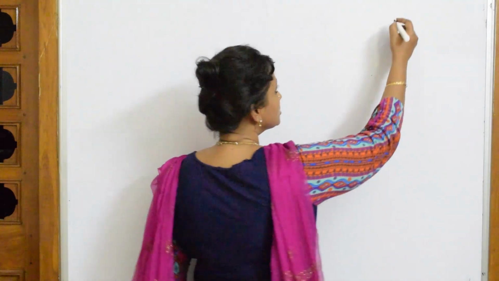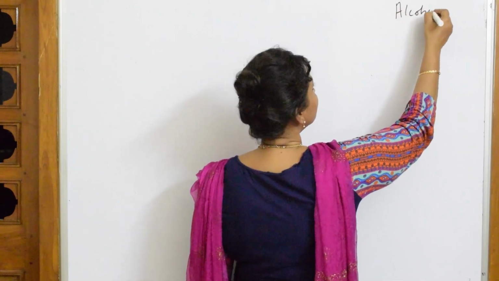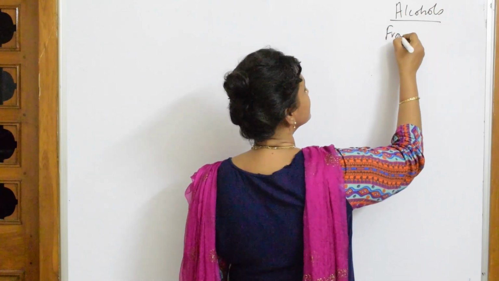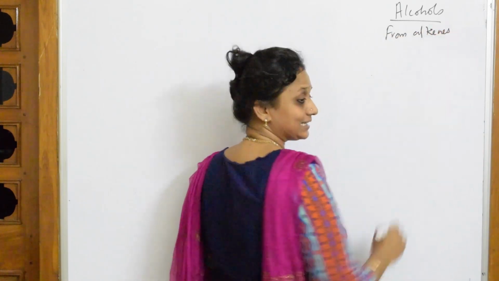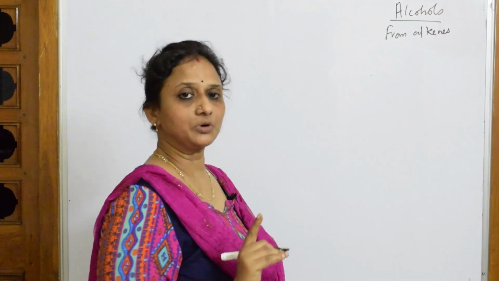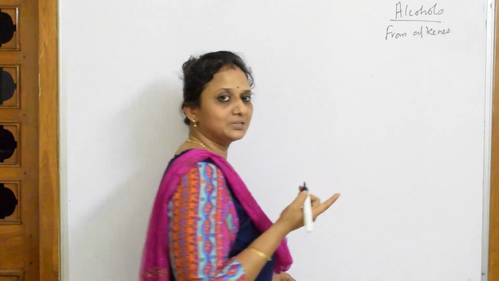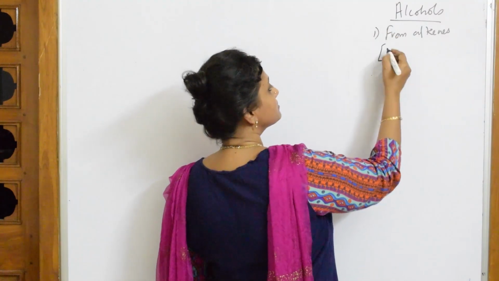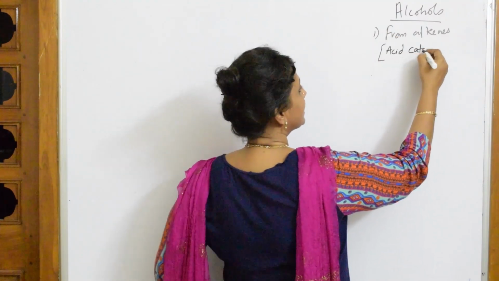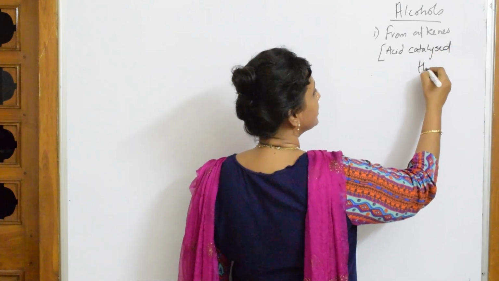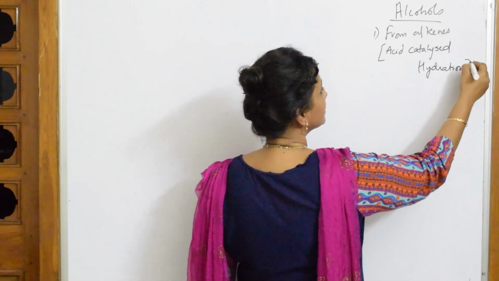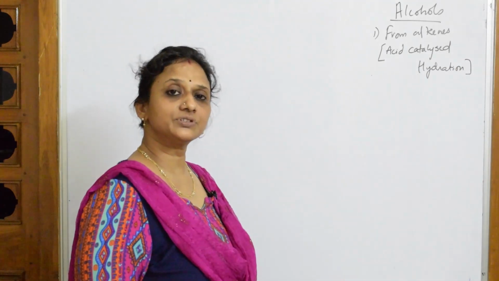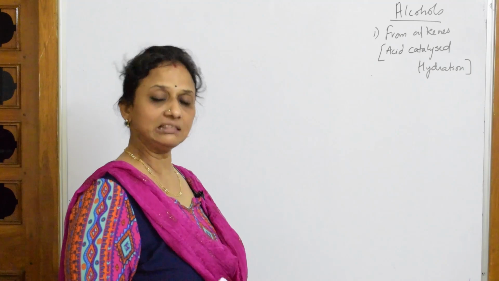Now I'll be starting with the preparations of alcohols. I already gave the index for the preparations of alcohols. Let us once again write what the subtopics are. When I speak about alcohols, I can prepare alcohols from alkenes. There is one very important mechanism here, and I'll tell you how to remember that. This particular mechanism is called acid catalyzed hydration. Acid catalyzed hydration is a conversion of alkenes to alcohols in the presence of an acid.